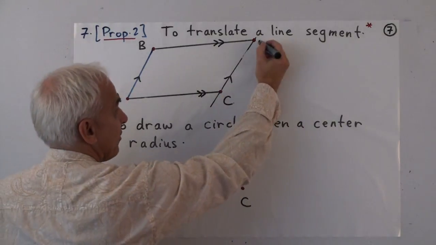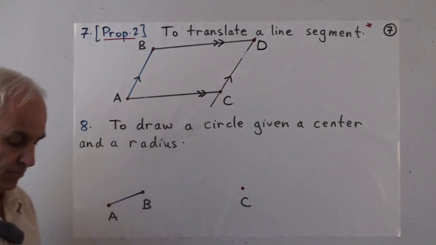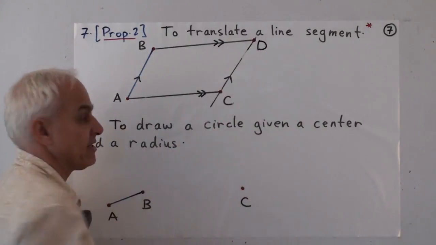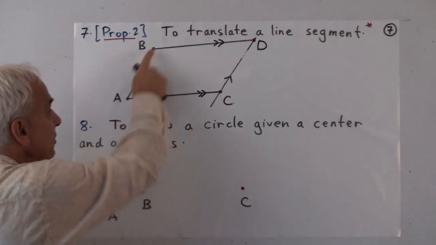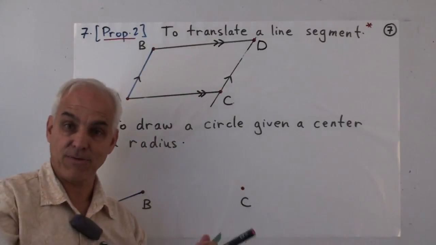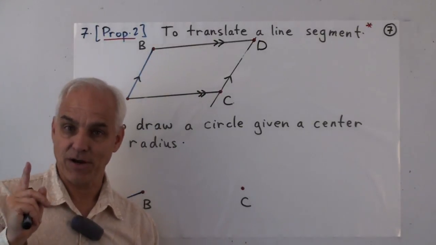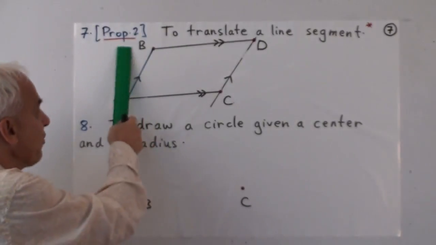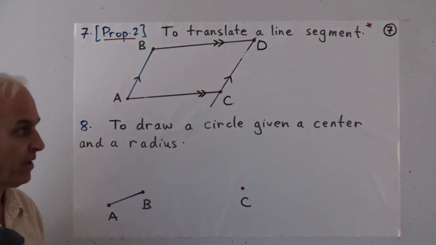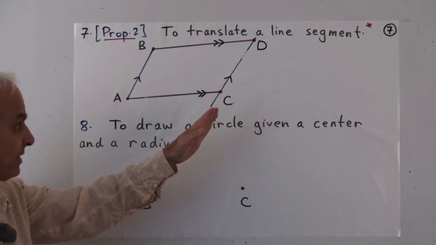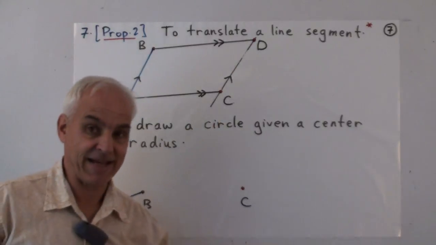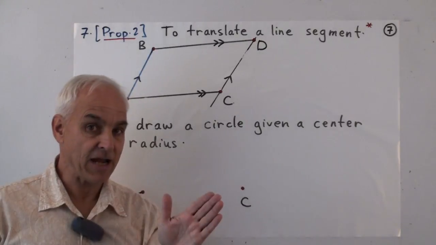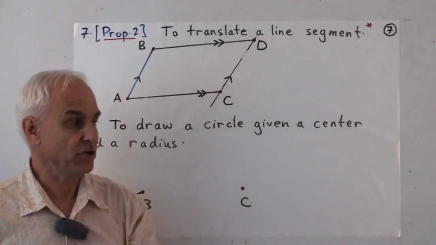So now we can prove, and some work is perhaps required, that the segment CD is really equal to the segment AB, not only in length, but also in direction. So that's a little bit more than what Euclid establishes in proposition 2. And it's actually a very important construction to be able to translate a vector, something with size and also direction.